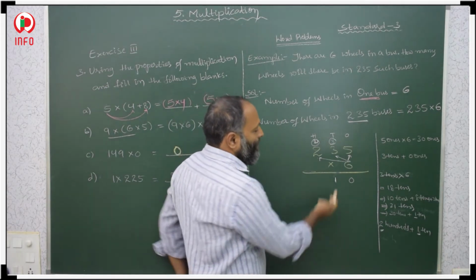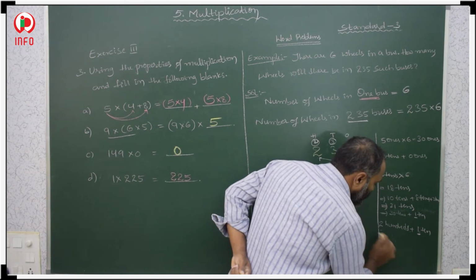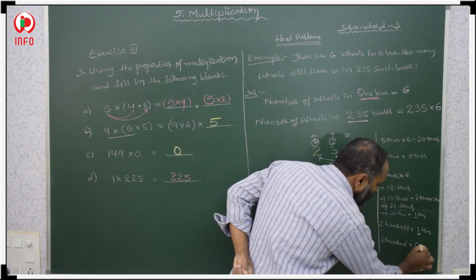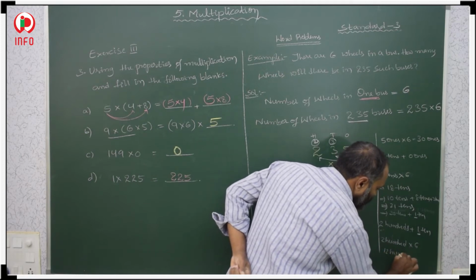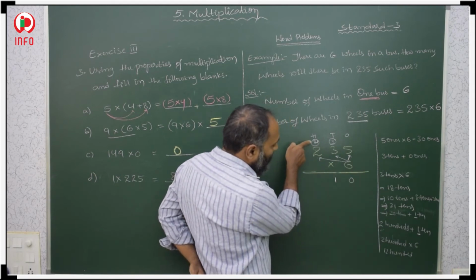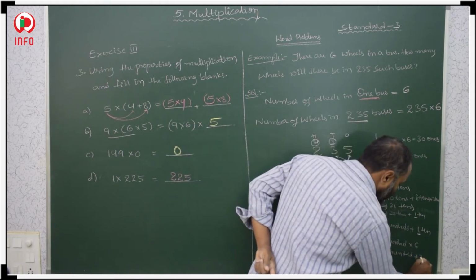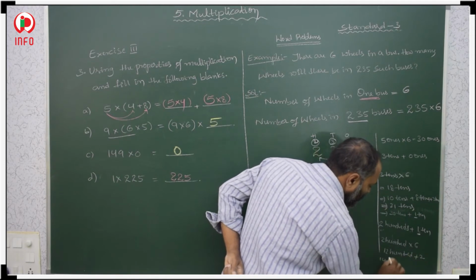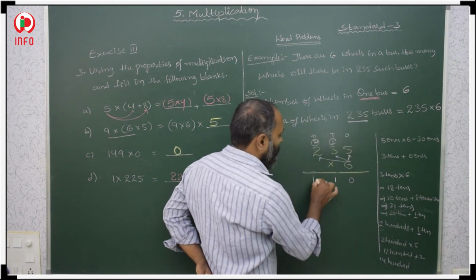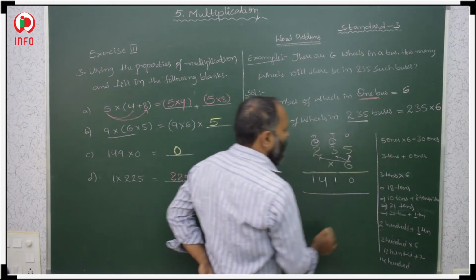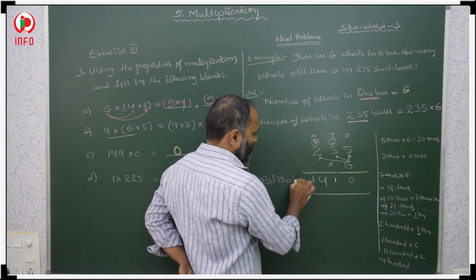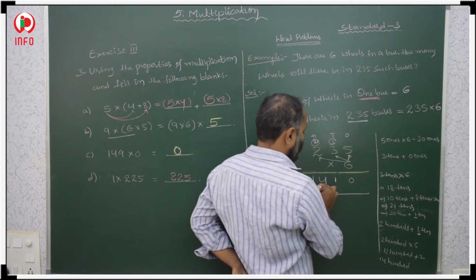Again we have to multiply 6 with 2 hundreds. 6 2s are 1200, and here 2 is there. That 2 also we have to add. 12 plus 2, total 1400s. So that 14 we have to write here. So this is the total wheels. Total wheels is equal to 1410 wheels.